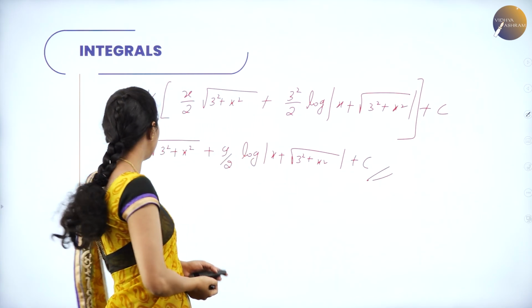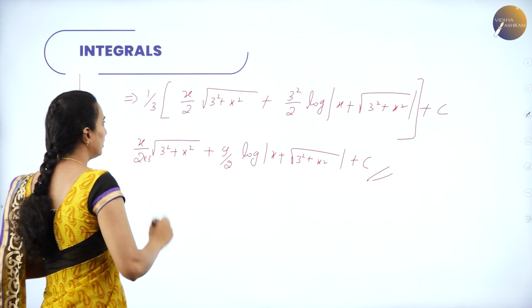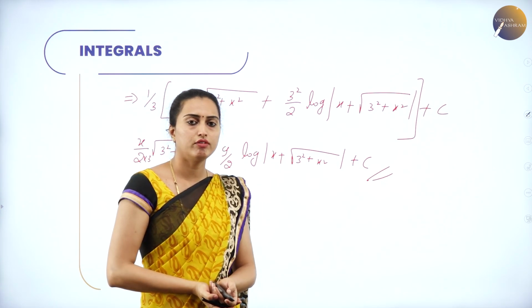You are going to get it as such, dear students. So x by 2 into 3 can be written as 6, right? Because 3 into 2 is 6, so you can write it as x by 6. And that is your final answer.